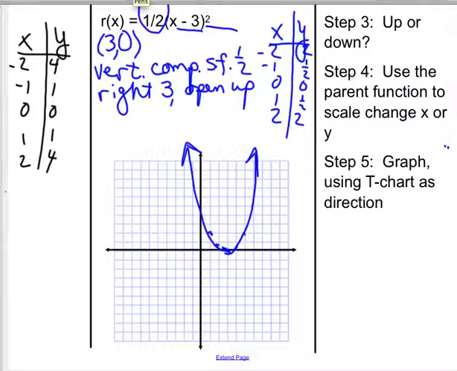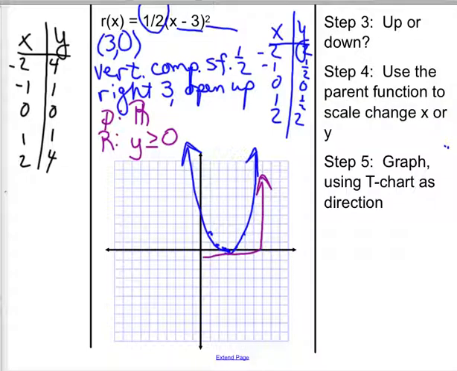All right, last piece, we can't forget to answer all parts of the question. The last piece of our question was domain and range. Domain is always all real numbers. Range, it's opening up, so y is greater than or equal to the y coordinate of our vertex, which was 0. So looking at the graph, we can see that all of our ordered pairs are above the x-axis, which is where y is equal to 0.